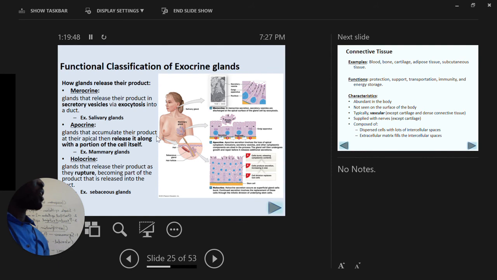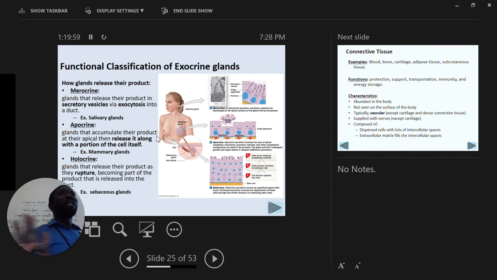We have the merocrine, apocrine, and holocrine. Now, holocrine is the simplest. And think about it. Holocrine cells make their secretion. And when they want to release their secretion, instead of just releasing it and making another secretion later, the whole cell will burst with the secretion. So the way to release the secretion is for the whole cell to burst, to rupture. Does that make sense?